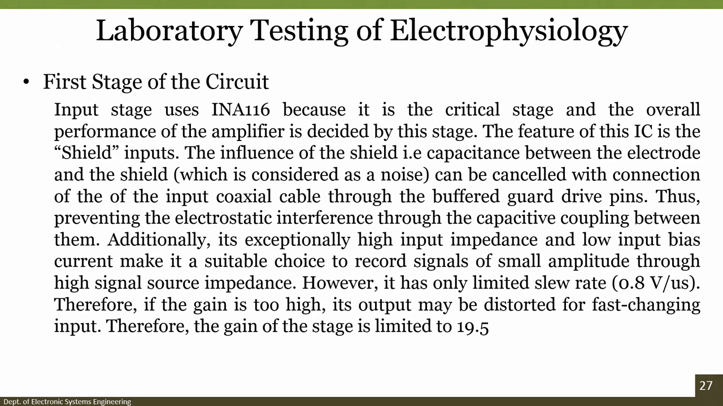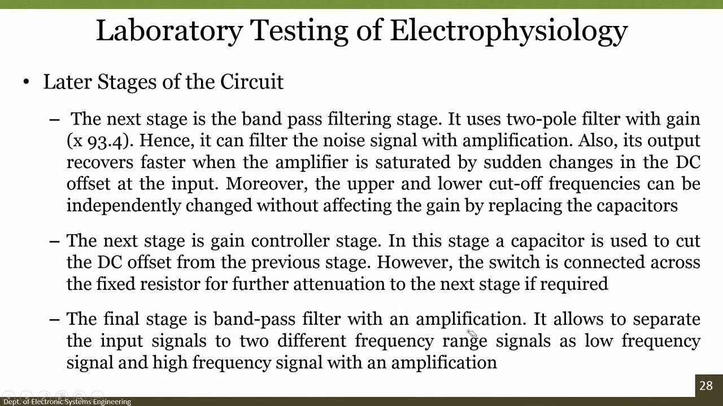However, it has only a limited slew rate, which is about 0.8 volts per microsecond. Therefore, if the gain is too high, the output may be distorted for fast changing input. The gain of the stage is limited to 19.5. Thus, we cannot have extremely high gain.